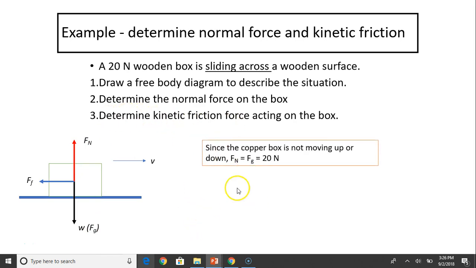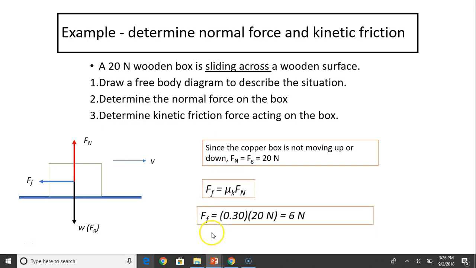How do we find kinetic friction? We have our equation: kinetic friction equals mu k times Fn. Where do I find mu k? From the reference table. This is kinetic friction between the wooden box and the wooden surface. Wood on wood is 0.3, times what's the normal force? 20 newtons over here. So you'll have 6 newtons.